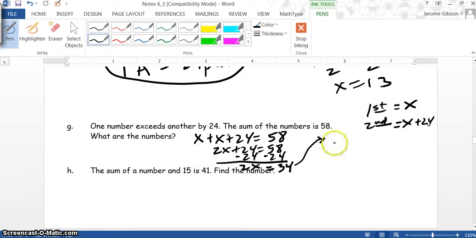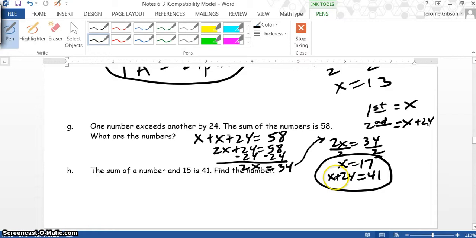Let me write the remainder of this here. Now we will divide each side by 2, and x is 17. Now we know the first number is 17, and so our second number, which is x plus 24, is equal to 41. And this will be our final answer. And these are the two numbers.